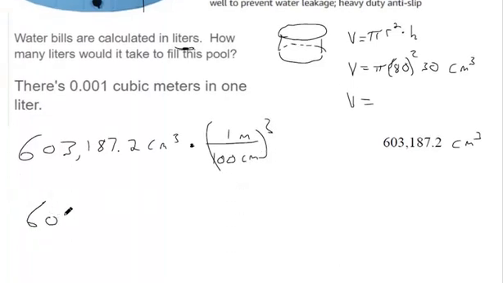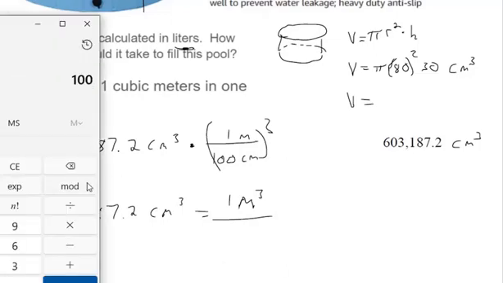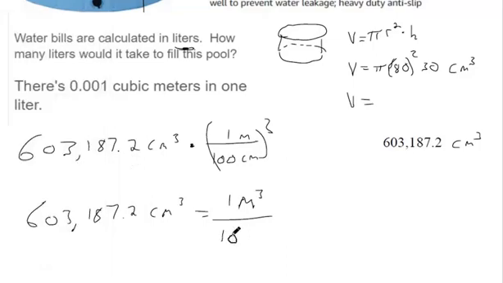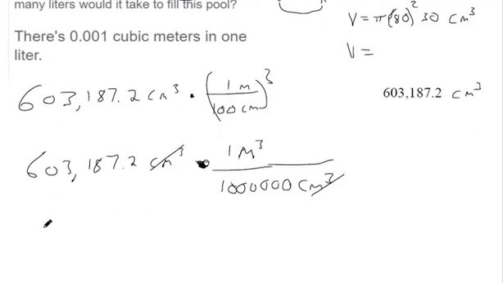So we get 603,187.2 cubic centimeters. I've got to cube the top and the bottom so that I have cubed units. So now we'll have cubic meters. And then on bottom, you got to do 100 cubed. So 100 times itself 3 times. So that's 1,000,000 centimeters cubed. And so now we can have our units cross cancel. Oops, that's not equals, that's times. Sorry, we're multiplying those two. So the centimeters cross cancel. Now we're in terms of cubic meters.